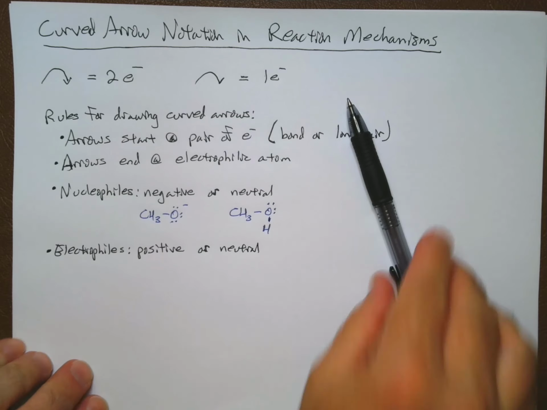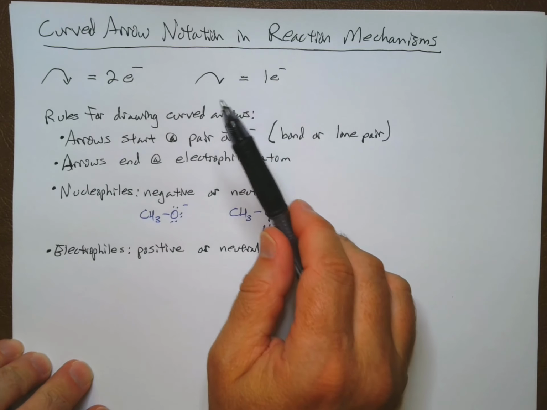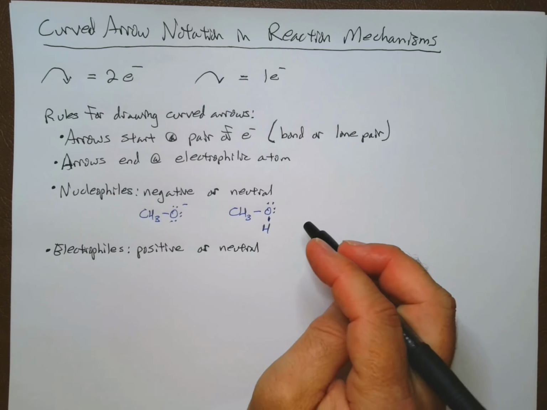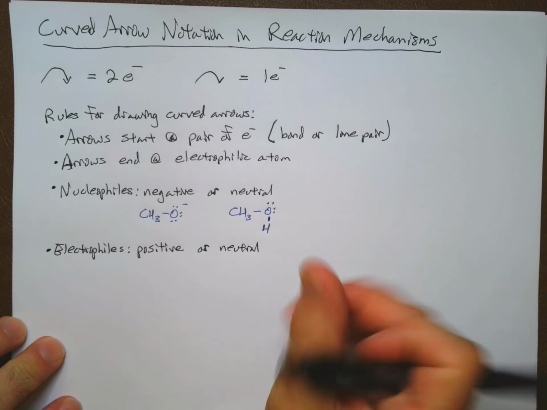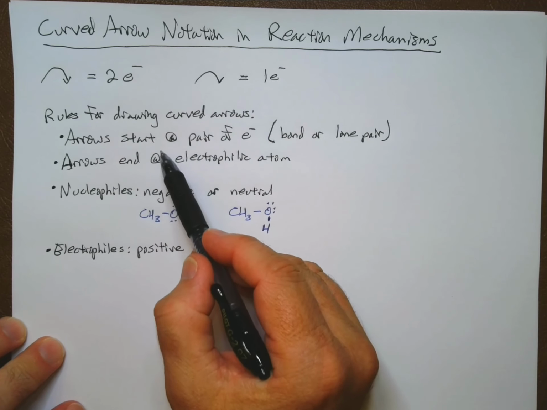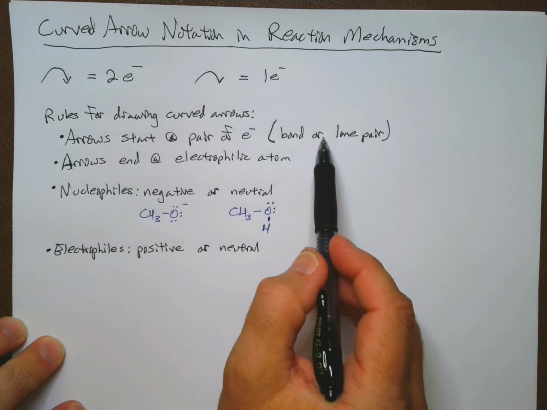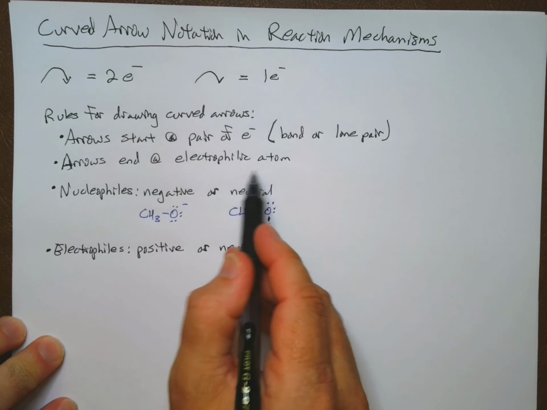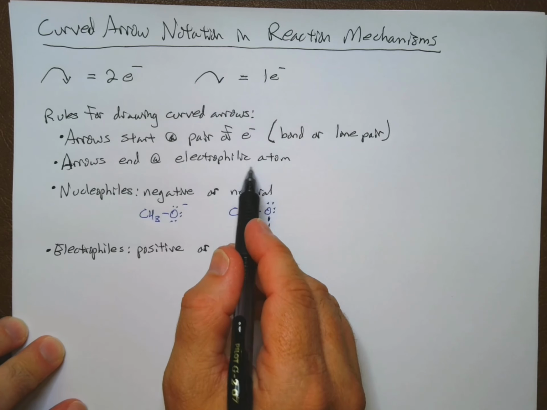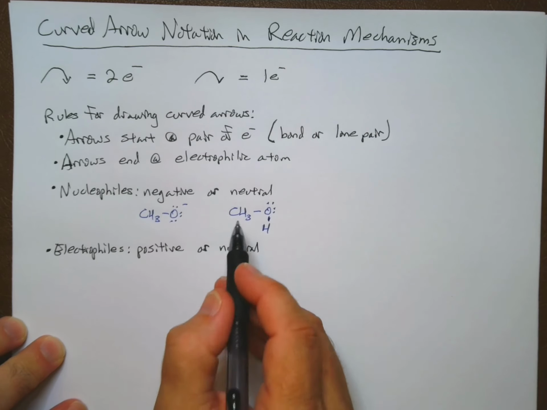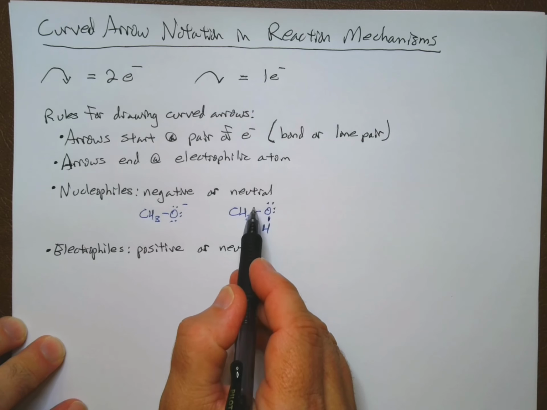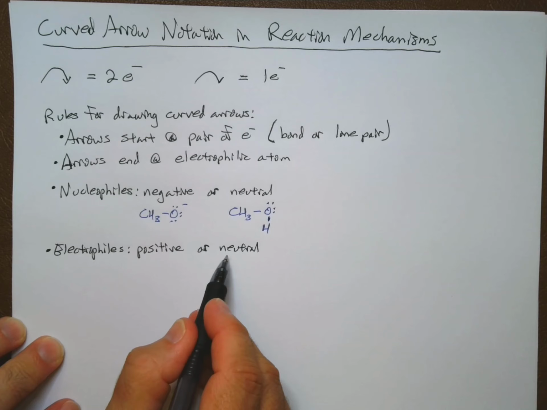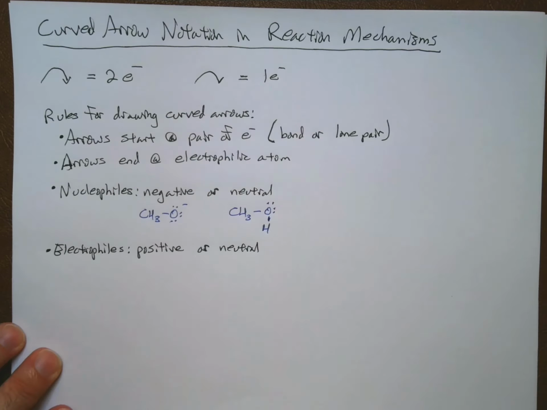It's important, I really can't stress this enough, to make sure that you are starting your arrows in the right place and the arrows are ending up in the right place. So remember, curved arrows always start at a pair of electrons, either a bond or a lone pair. And the arrows are going to end at an electrophilic atom. Nucleophiles are typically going to be negative or neutral. You're not going to have a positive nucleophile. Electrophiles will be positive or neutral. You won't have a negative electrophile.